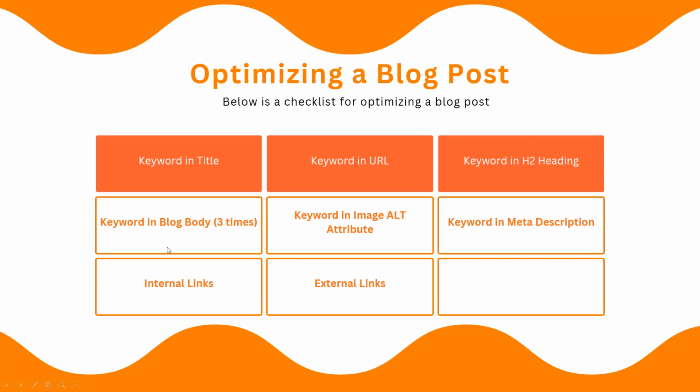Keyword in blog body, at least 3 times in a 300-word article. Keyword in alt image. If you're using an image in your blog post, you have to name the image and include your keyword in the image. The keyword should also be in your meta description. I'm going to show you this in WordPress as well. You have to have internal links and then external links.